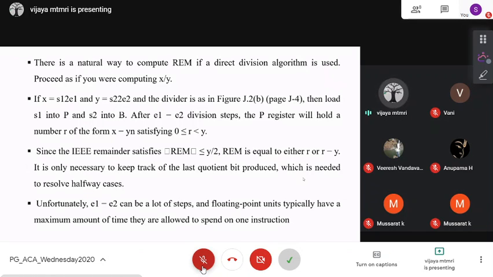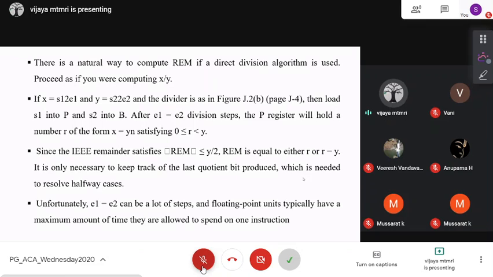If x is equal to S1 times 2 to the power of e1 and y is equal to S2 times 2 to the power of e2, the divider in the figure loads S1 to P and S2 to B. After e1 minus e2 division steps, the P register will hold the number r in the form x rem y, satisfying 0 is less than or equal to r less than y. Since the IEEE remainder satisfies the absolute value of the remainder being less than or equal to y by 2, the remainder is equal to either r or r minus y. It is only necessary to keep track of the last coefficient bit produced, which is needed to resolve half cases.